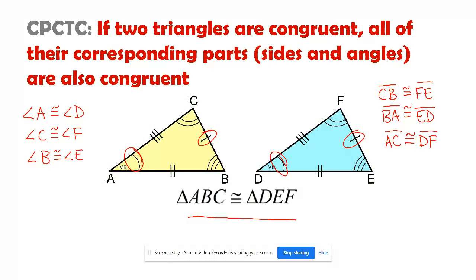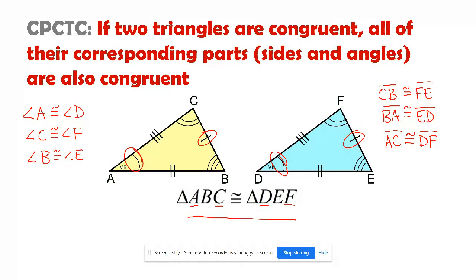So if something's not marked and you can't tell which angle on one triangle goes with an angle on the other triangle, look at your congruency statement and look at the order of the letters. So we know angle A has to go with angle D because they're both listed first. Angle C goes with angle F because they're both listed last. So keep that in mind.